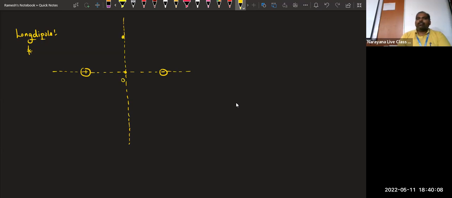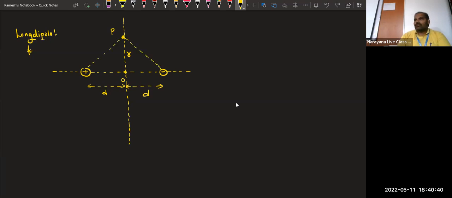I'm taking one equatorial point. Equatorial point means any point residing on the vertical equatorial line. It is at a distance, let's say r meter. This is d meter, and this is also d meter. At point P, totally how many electric fields are there?